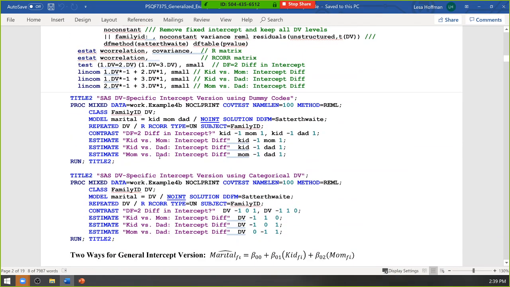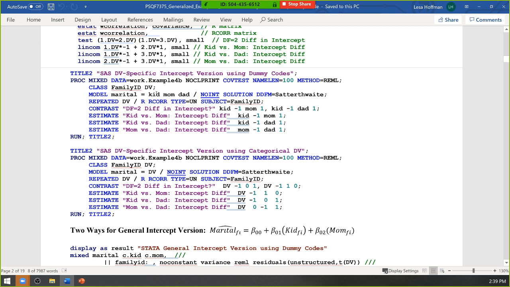Here's SAS. Same thing. Here's my 3 dummy codes. The magical no int option that shuts off the general intercept.